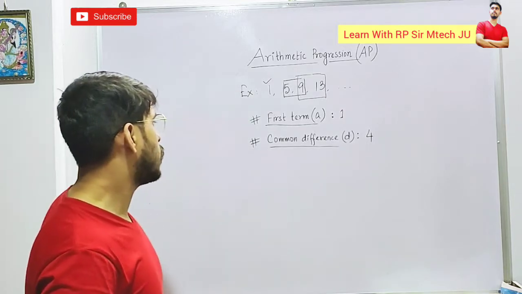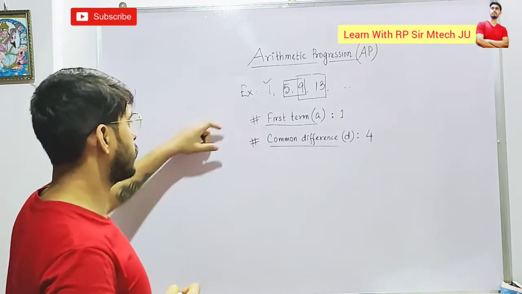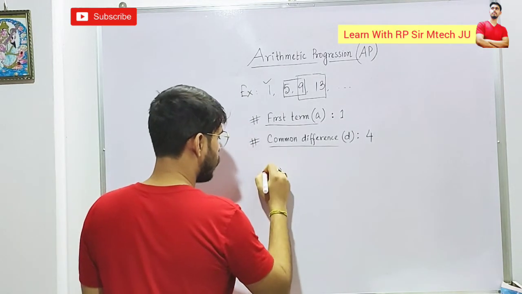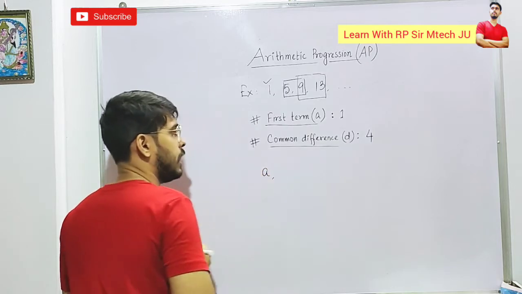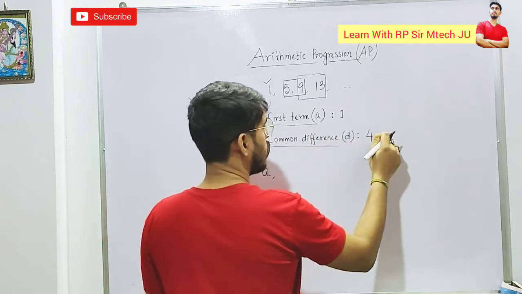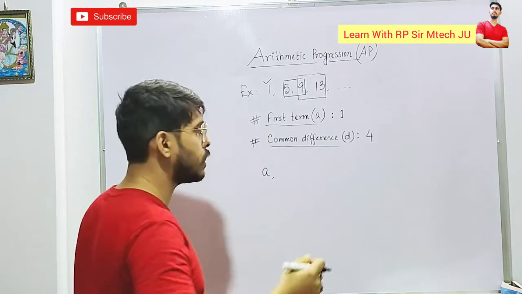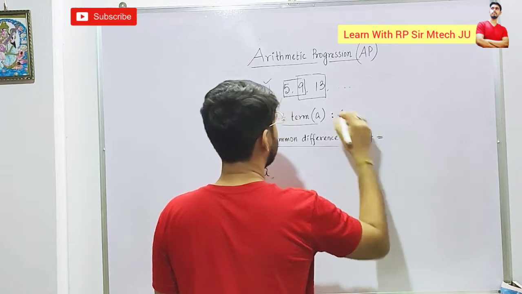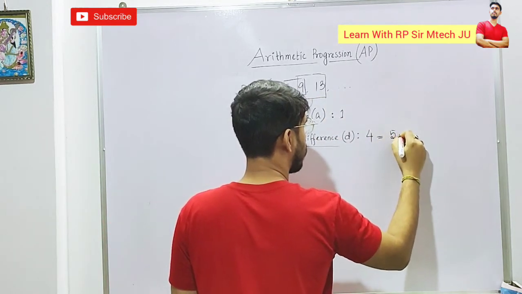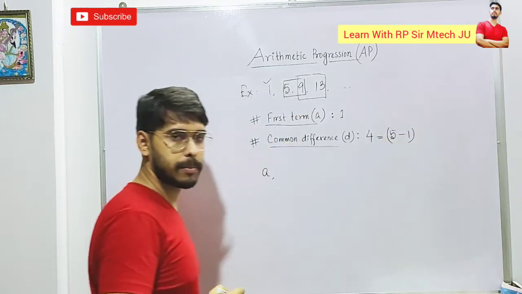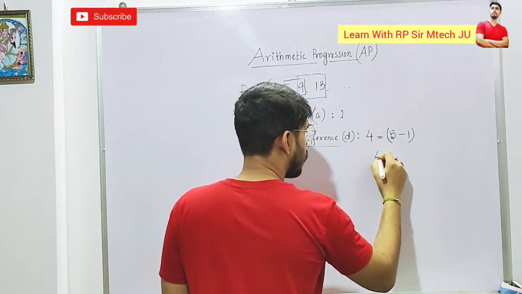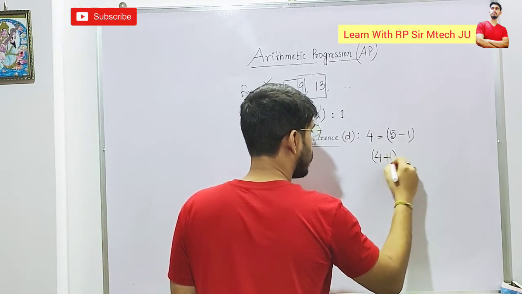Let us first of all understand this from an algebraic point of view also. Let's say your first term is a and your common difference is d. Now see, how is this 4 coming? We can represent it as the second term minus the first term, that means 5 minus 1. That is how the 4 is coming. So if I say 4 plus 1 equals 5.